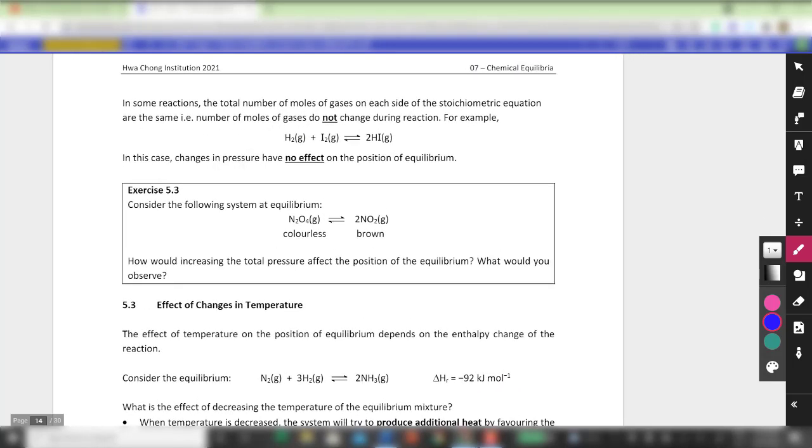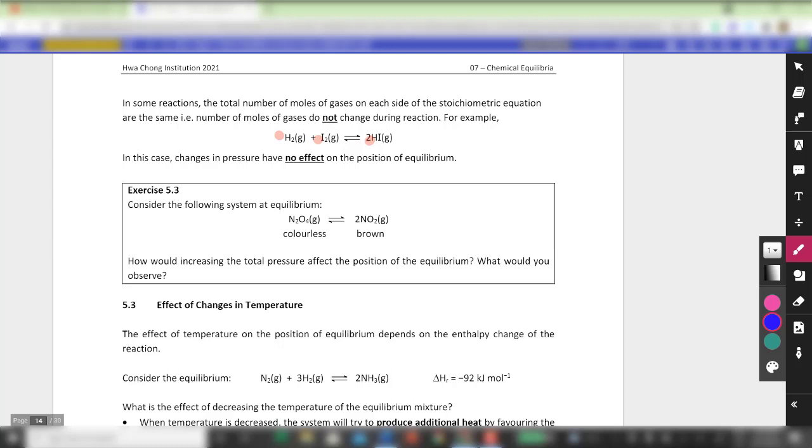Using this particular scenario, we have H2 and I2 reacting with each other to give you HI. Notice that the number of moles of gaseous molecules on both sides is the same. It's actually 2. So in this case, the change in pressure will have no effect on the position of equilibrium. That's something interesting you need to take note of.